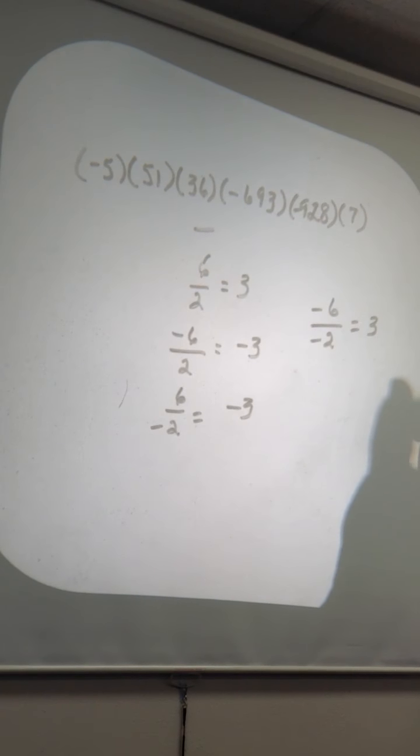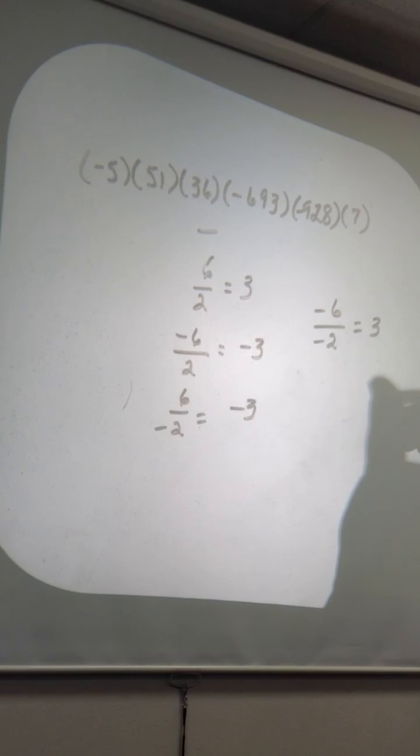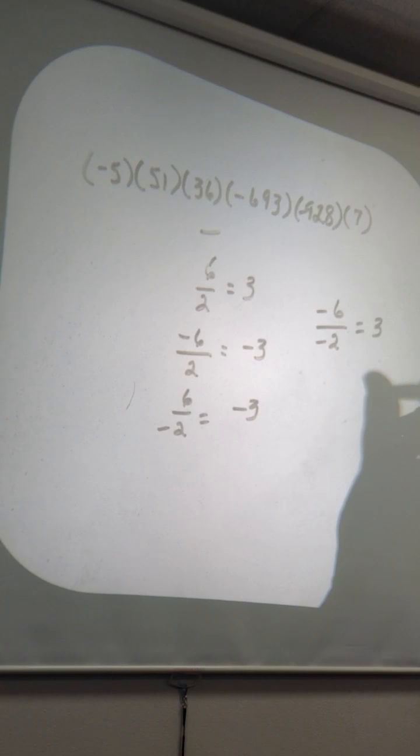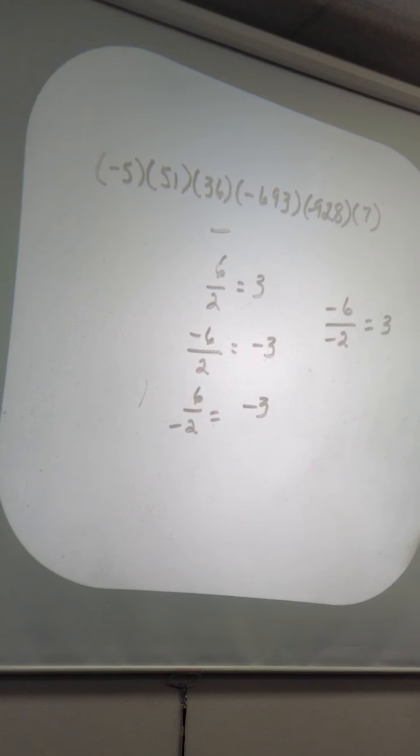Now listen to me, folks. Listen very carefully. You only count the negative signs when you're multiplying and dividing. You do not do that when we're adding or subtracting. Pay attention to that. You only count the negative signs when you're multiplying or dividing. Got it? Okay. Well, this is lesson 81.